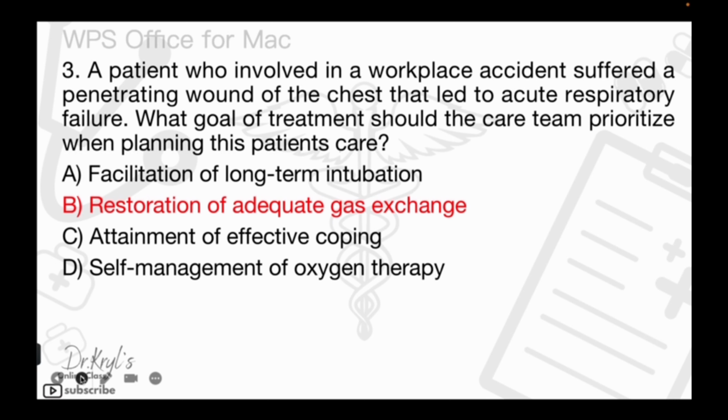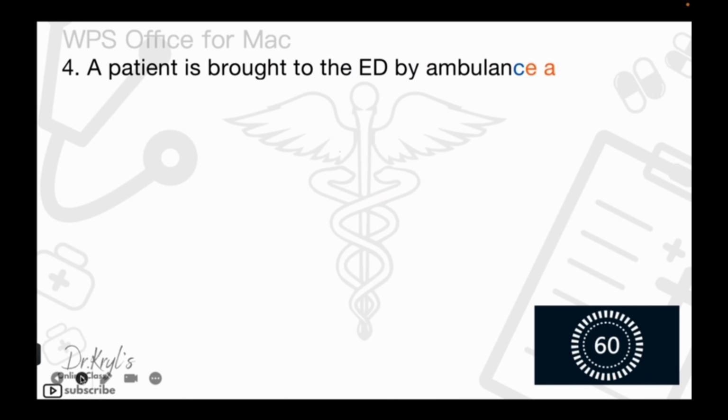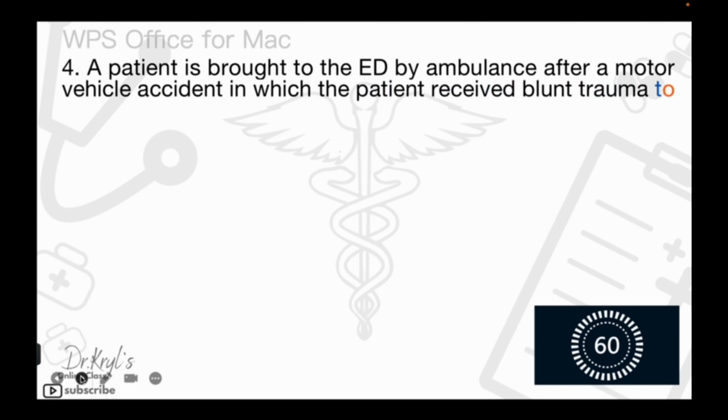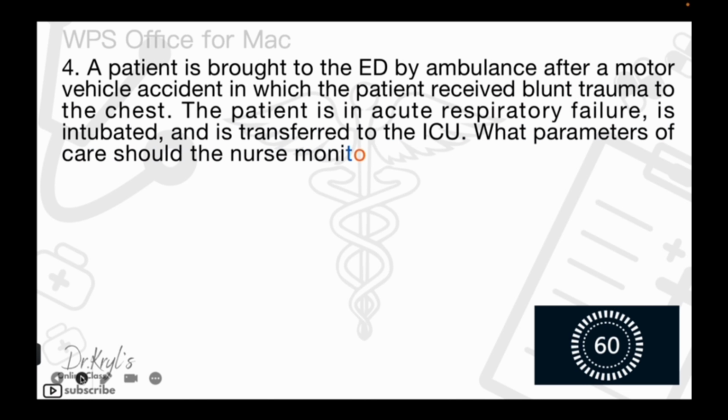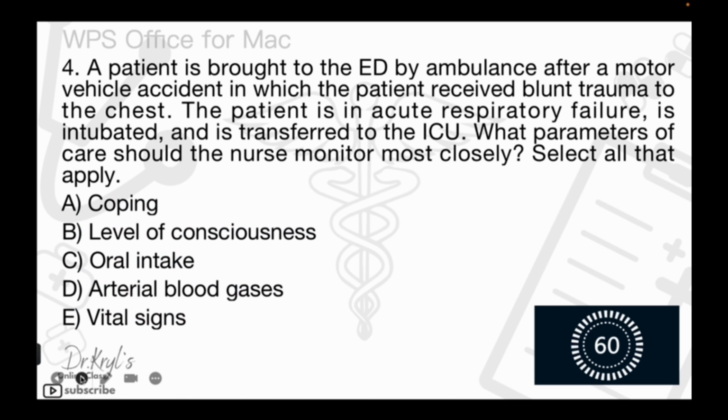Next question. A patient is brought to the emergency department by ambulance after a motor vehicular accident in which the patient received blunt trauma to the chest. So, the patient is in acute respiratory failure, is intubated and is transferred to the ICU. What parameters of care should the nurse monitor most closely? Select all that apply. Ayan, coping, level of consciousness, oral intake, arterial blood gas, and vital signs. 1 minute.